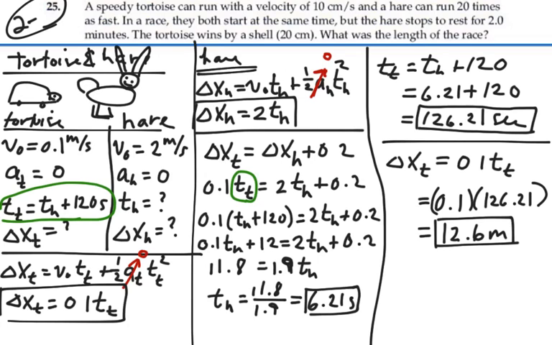The hare could have done it in 6.21 seconds, but the hare stopped for 2 minutes, which was the downfall, and hence the tortoise won the race. 12.6 meters long.